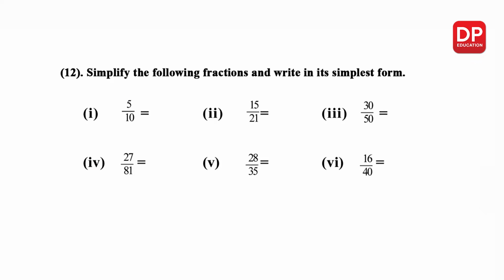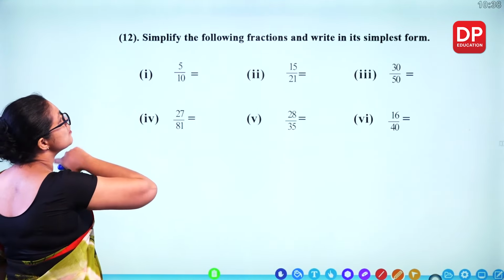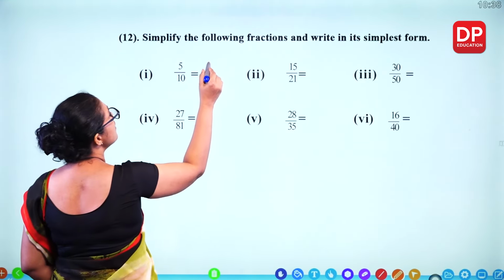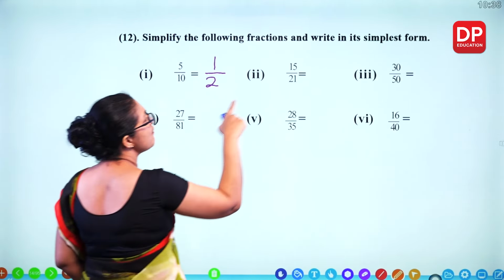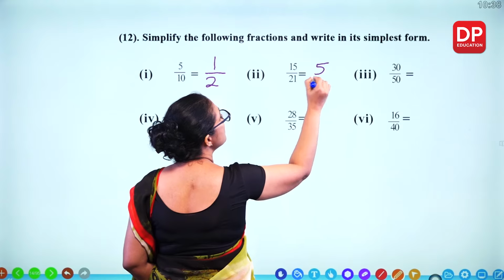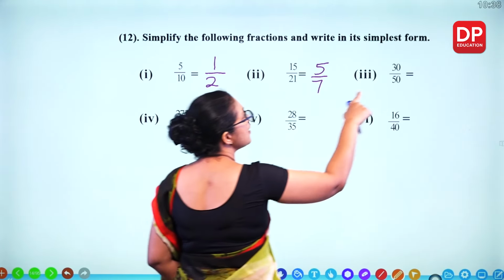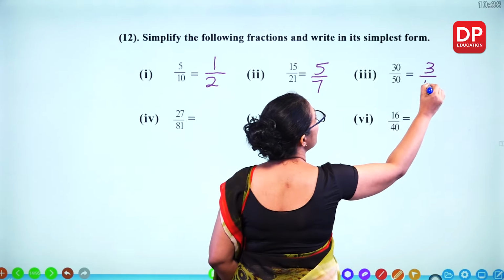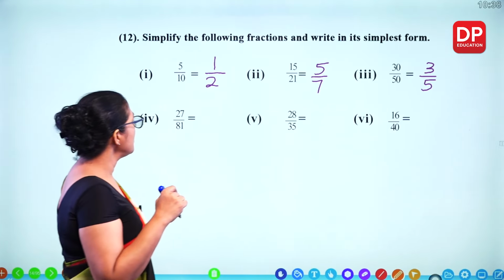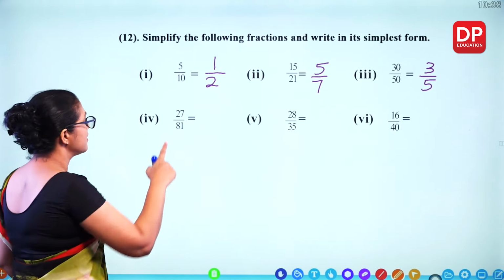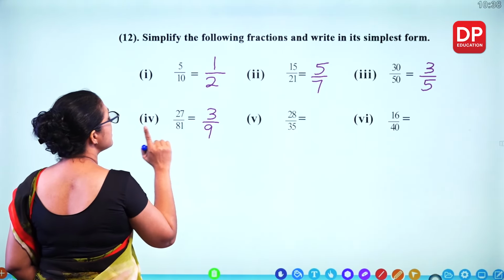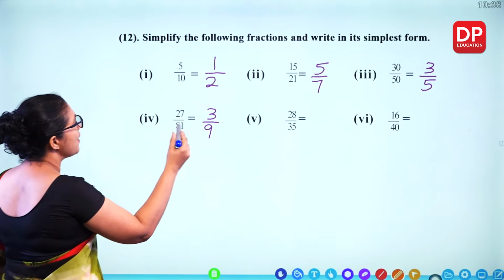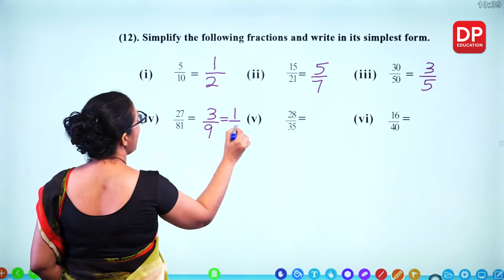Simplify the following fractions and write in its simplest form. So this is divisible by 5. Divide by 5, you get 1 here. 10 divided by 5, 2. This one you can divide by 3. 3 times 5, 3 times 7. Divided by 10. 3 and 5. This one you can divide by 9. 9 times 3, 9 times 9. Still, you can divide. Divide by 3 again, 1 and 3.